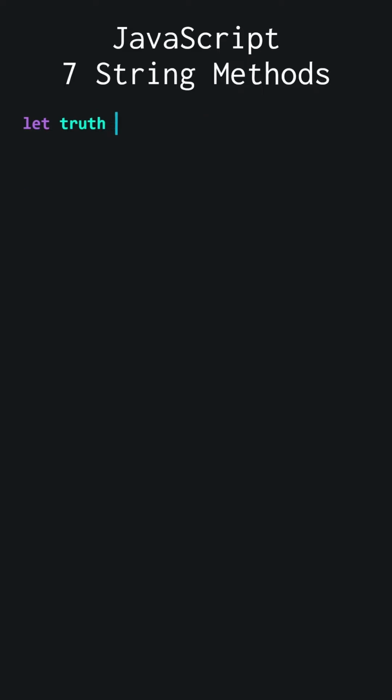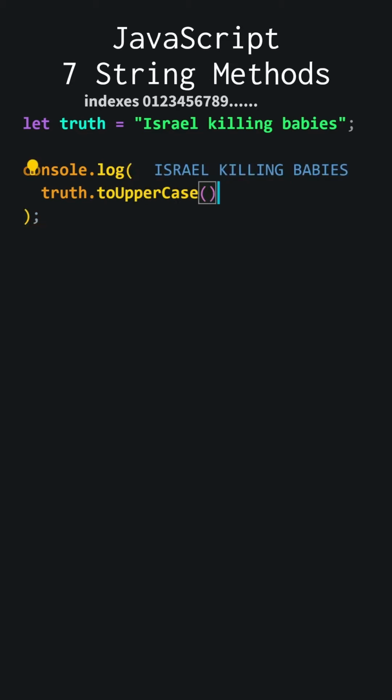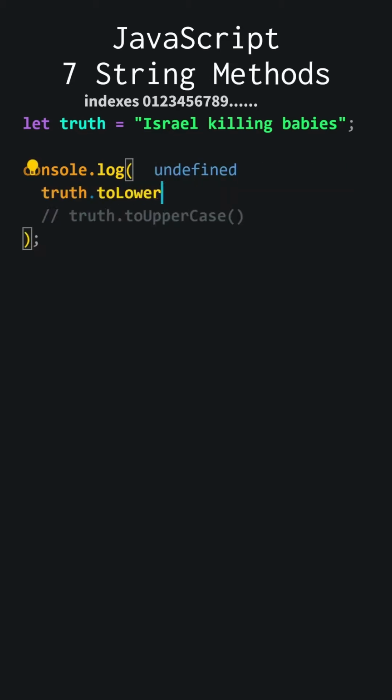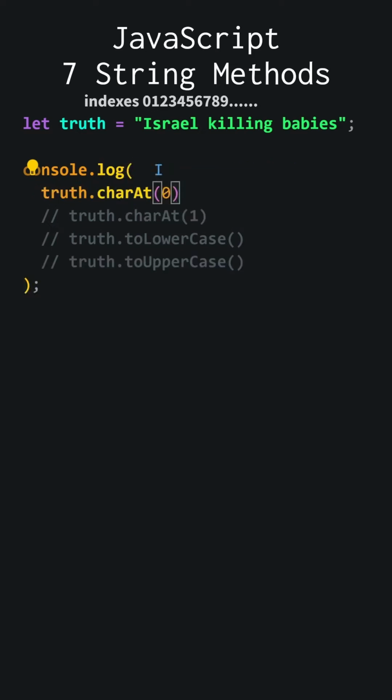JavaScript. 7 string methods. Let's write a text to work on. We will use the Quokka.js extension to display the results on the screen. Let's convert all to uppercase. All to lowercase. Second character of the text is S. First character of the text is I.